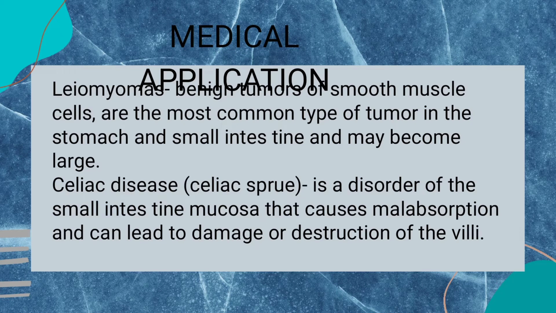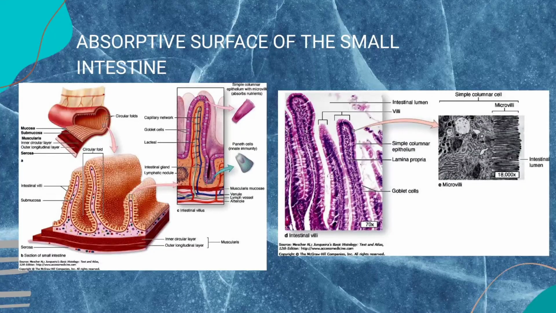We also have here the celiac disease. It is a disorder of the small intestine mucosa that causes malabsorption and can lead to damage or destruction of the villi. So we have here the absorptive surface of the small intestine.